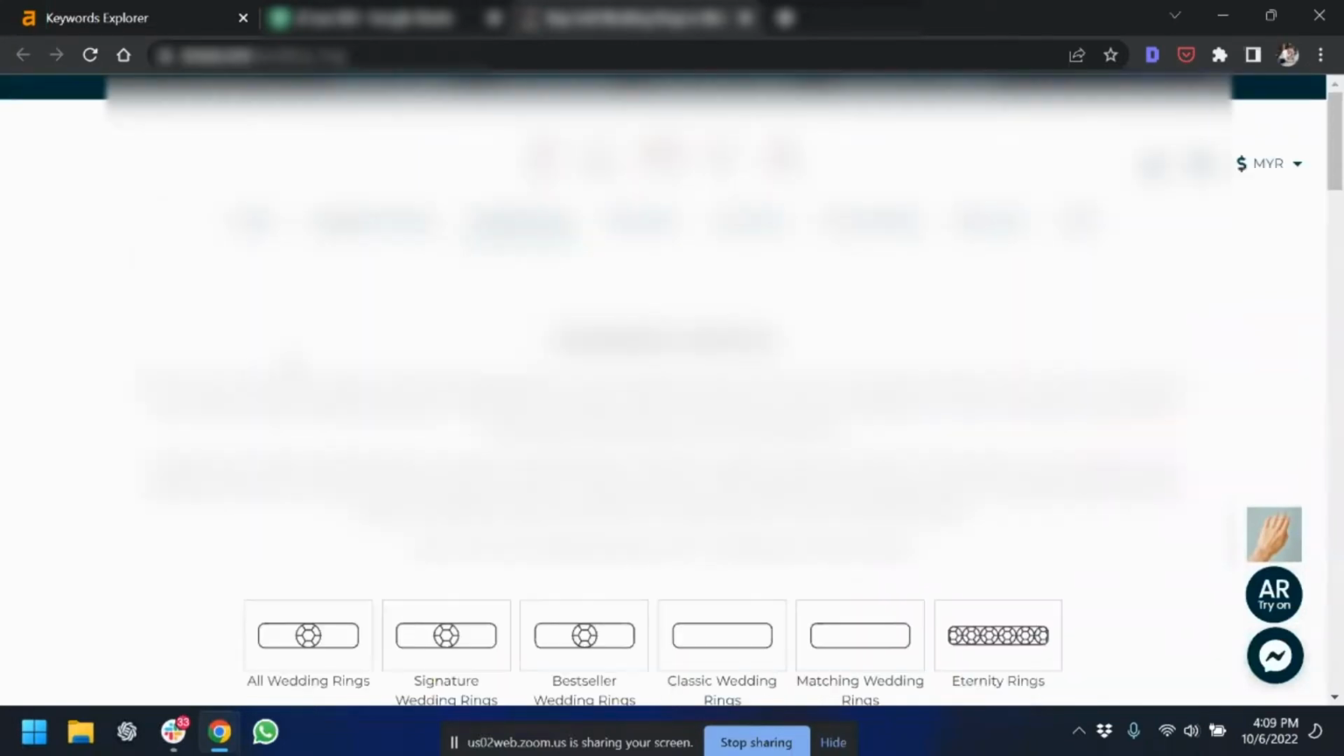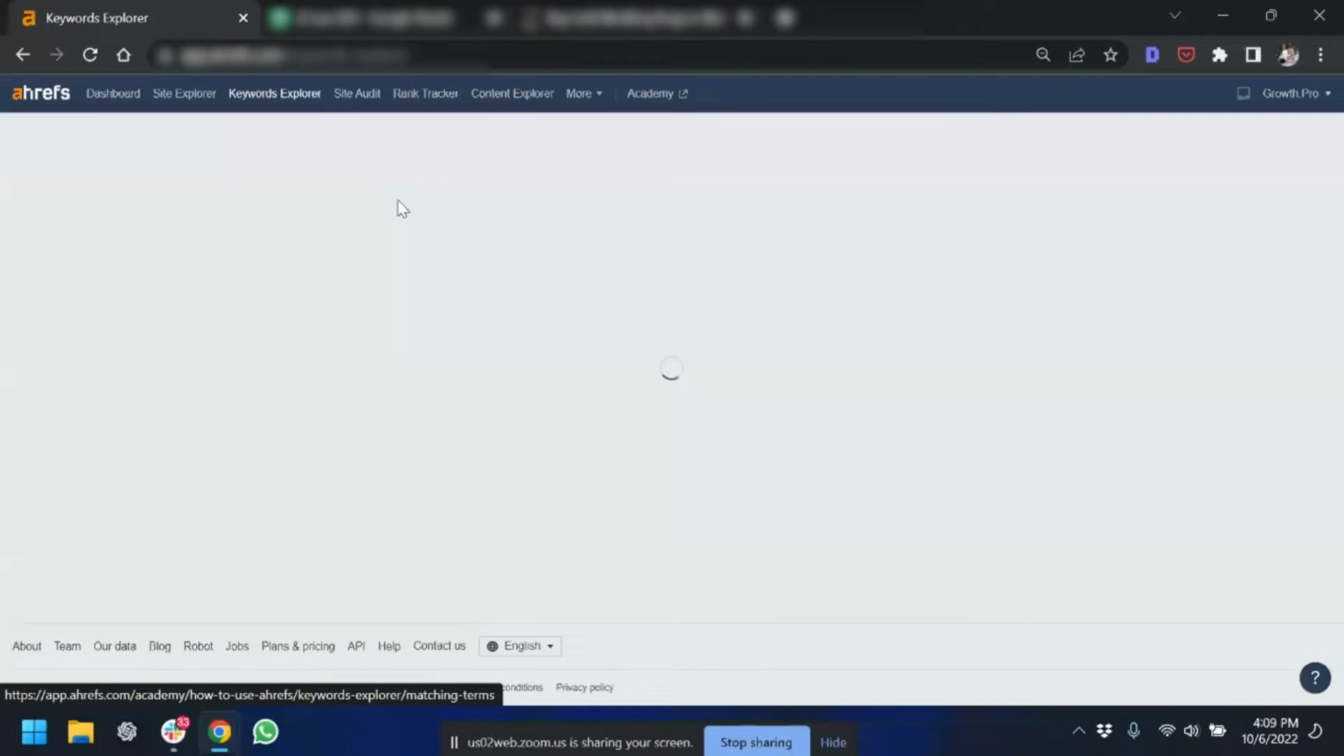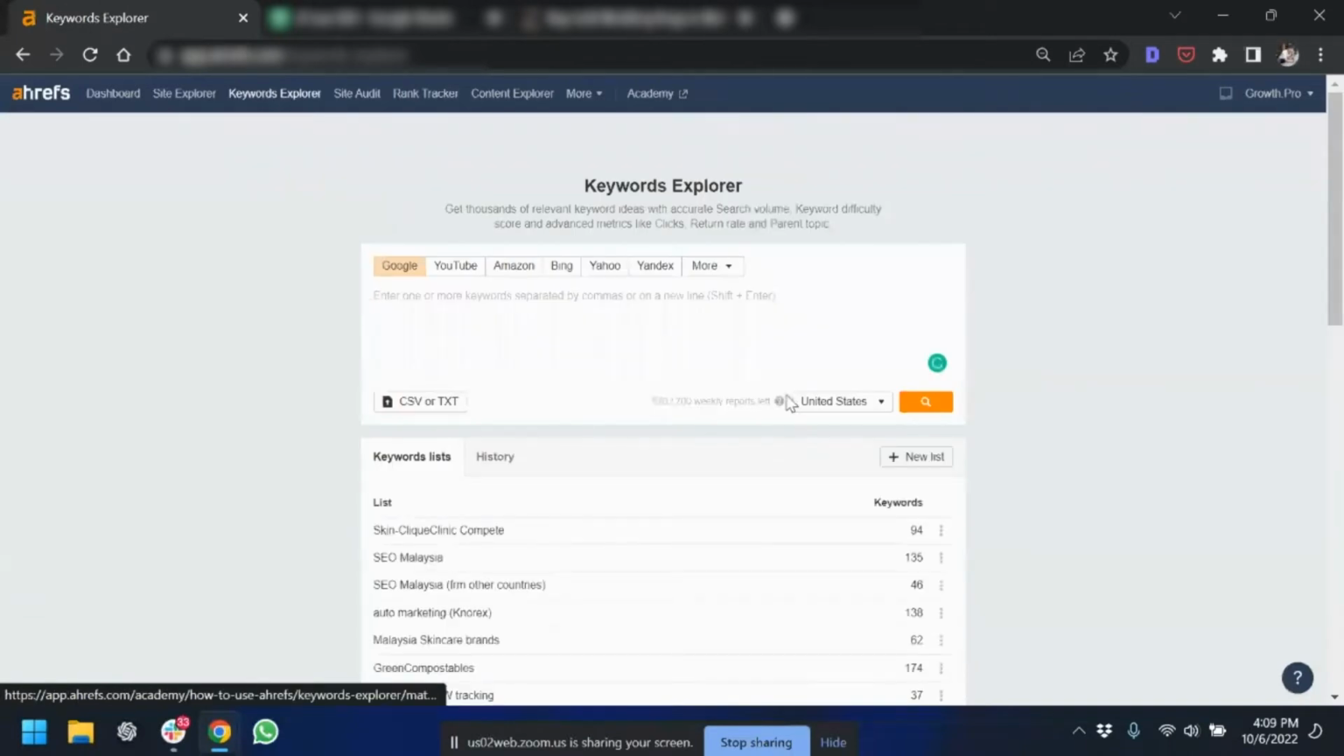Just by running through this, I have a few ideas. I know made to order, I know custom made, and what else? Yeah, customized and custom made are pretty much the same. So these are the few things that I get just by going through this. When I go to Ahrefs to do my keyword research, I want to start off with these few keywords. That's what we call seed keywords.